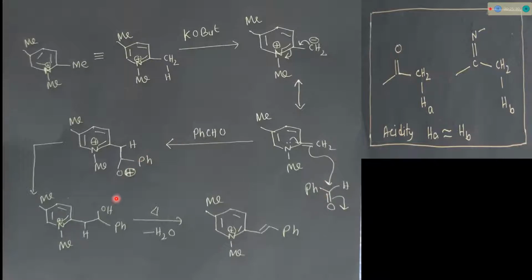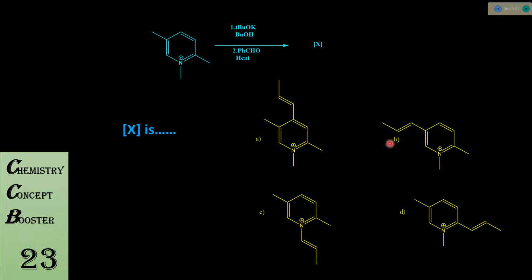It will form a beta hydroxy imine, since this is a C double bond N, meaning an imine rather than a carbonyl, so a beta hydroxy imine, like the beta hydroxy carbonyl compound. Now upon heating, this H and OH leave as water to form this kind of product. So see the options: the alpha methyl group takes part in the reaction.